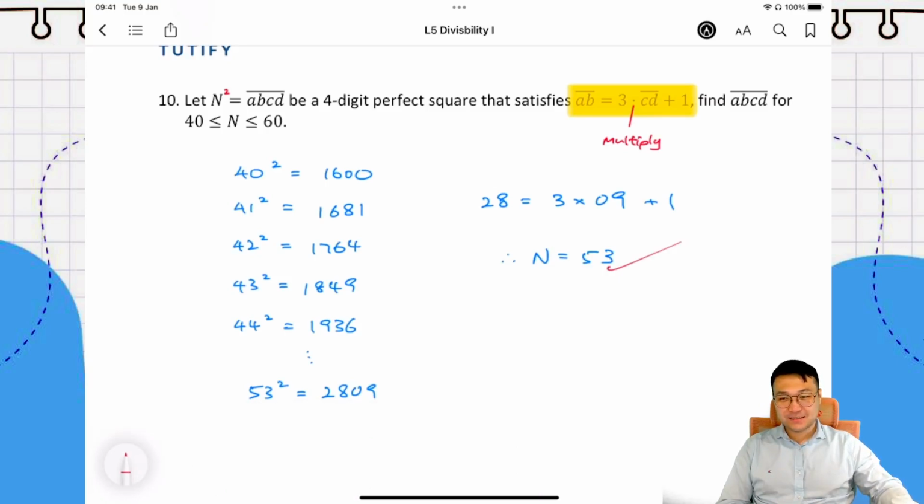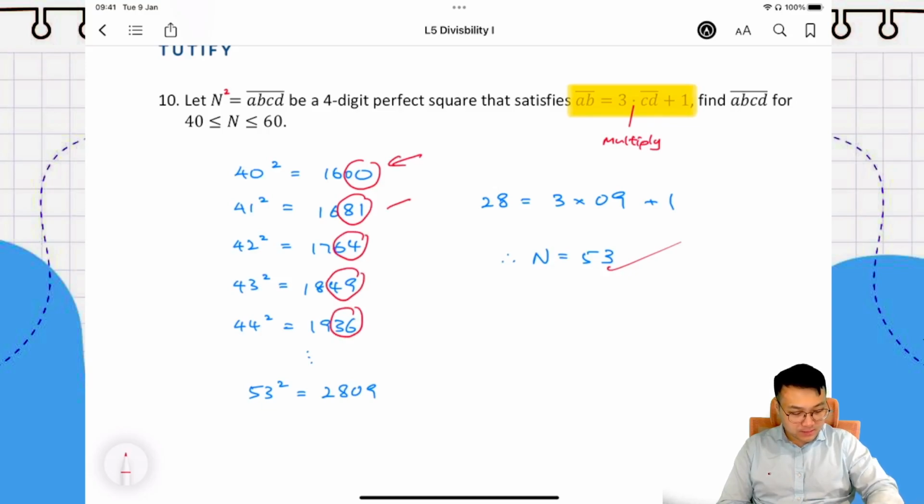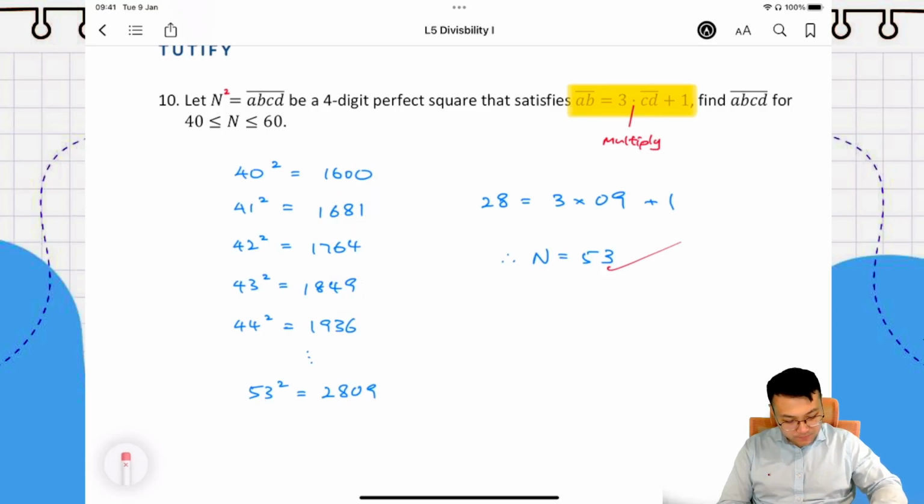Okay? So students, why did I ask you to make a list? Do you notice that all these numbers at the back are too big? You will never ever be able to get 3 times CD plus 1 equal to AB, because the numbers are so big. But until you reach something like 53, then you already know that this is just a number 9. So 3 times 9 will give you something which is small enough. Then you plus 1, you get 28.